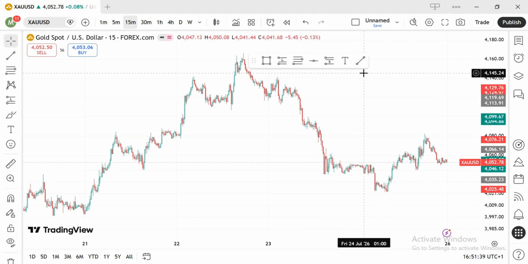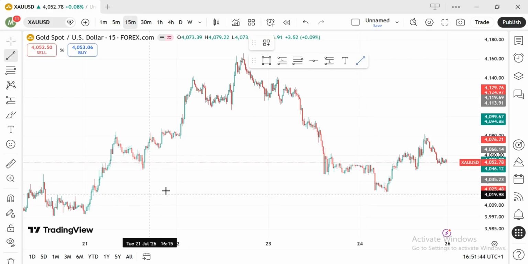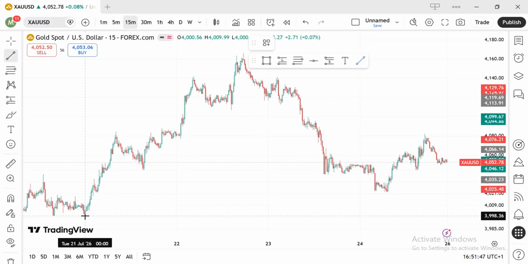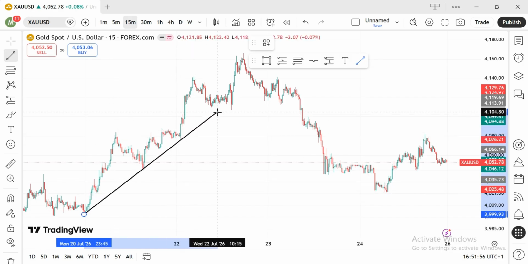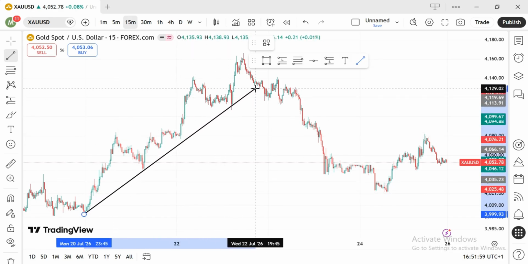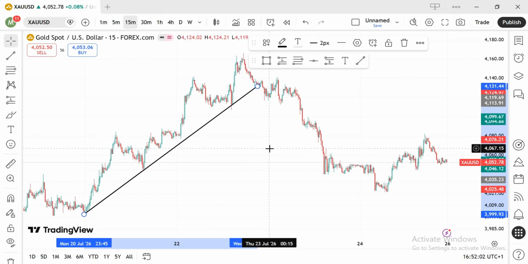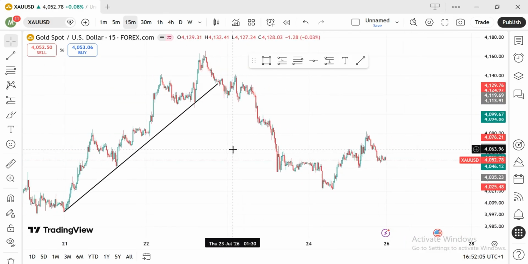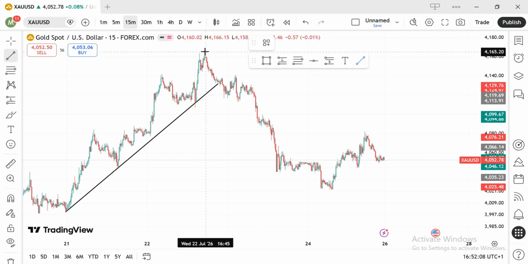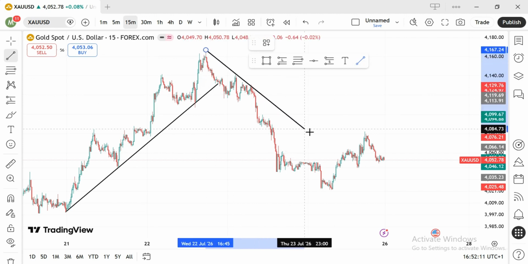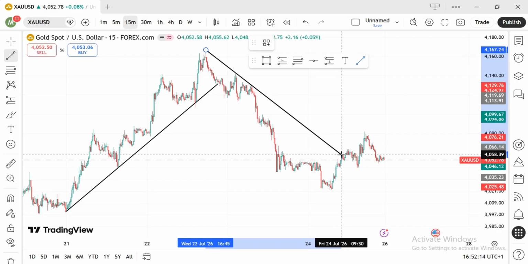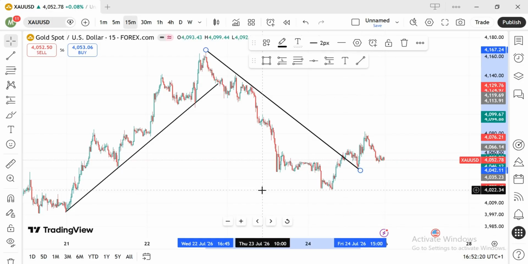So in the 15 minutes time frame, all we have to do is to get our trend line tool, and we have to also mark the trend in the 15 minutes time frame. Now, if we take a trend from here, you can see that this is a bullish trend in the 15 minutes time frame, and also you can see that we now have a bearish trend in the 15 minutes time frame as well. We have a bearish trend over here.